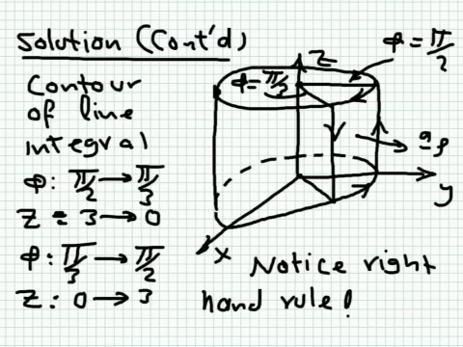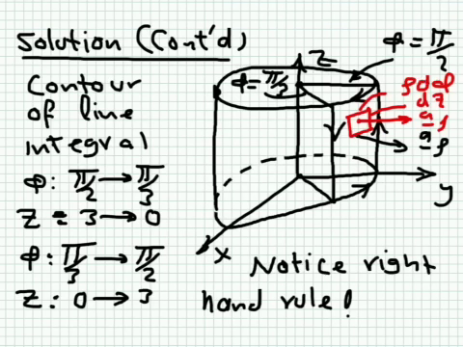And as we explained earlier, for this area, the differential area here has the dimensions: this one here is rho d phi, this one here is dz, and this is all in the rho direction. So the area is rho d phi dz in the rho direction.